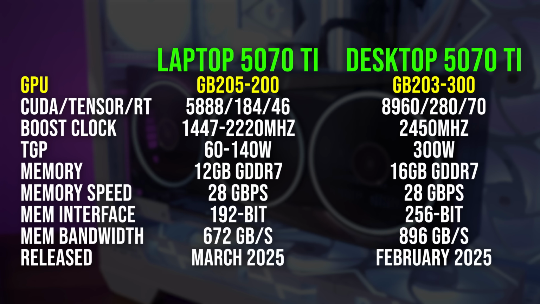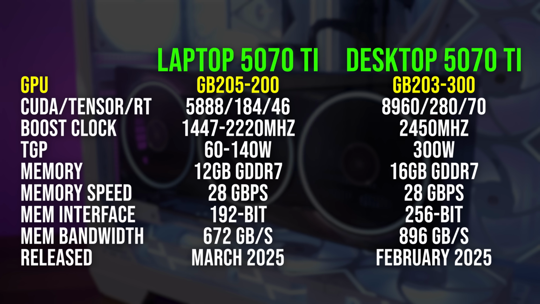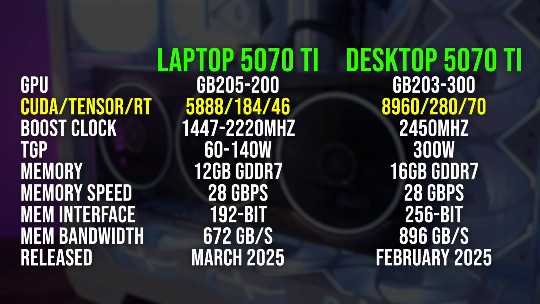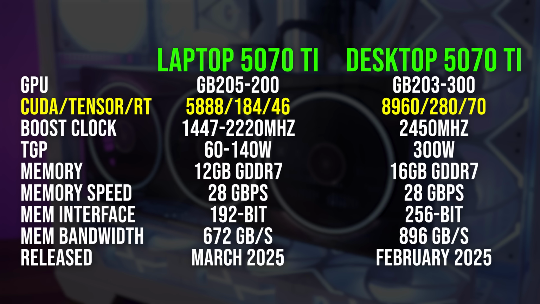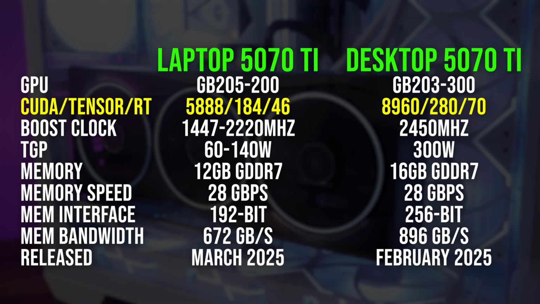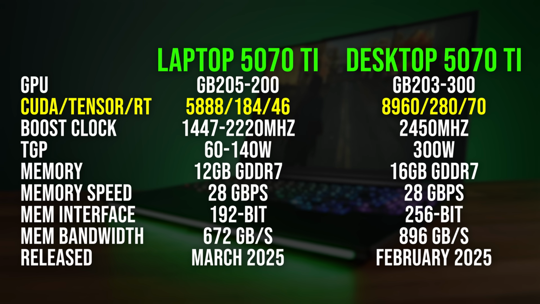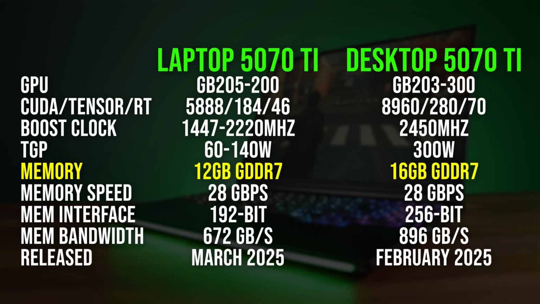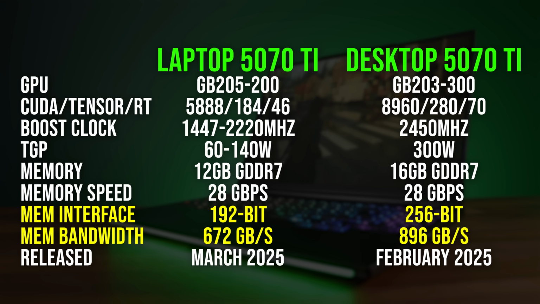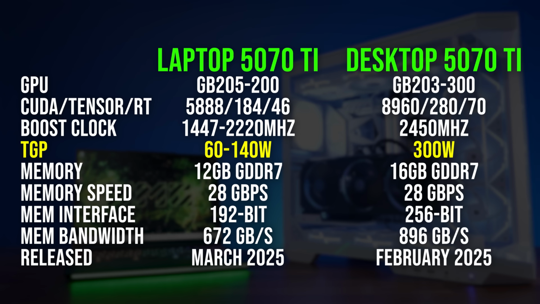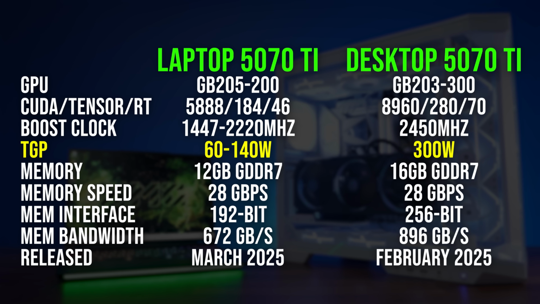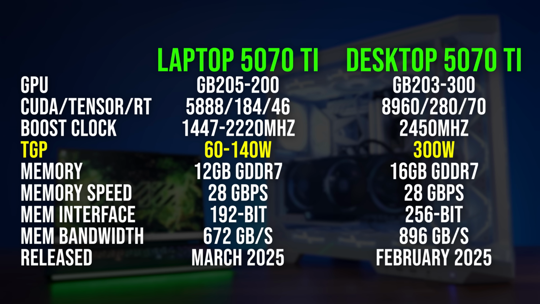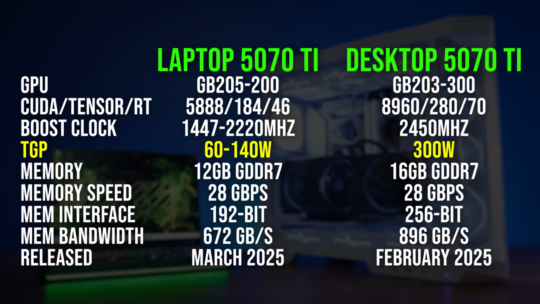For starters, the laptop version is using a smaller die that's closer to the 5070 desktop GPU, so the desktop version of the 5070 Ti ends up with 52% more CUDA, Tensor, and RT cores compared to the laptop, a massive difference for 2 parts with the same name. The desktop version has 33% more VRAM capacity, along with a bigger memory bus and more memory bandwidth. But perhaps most importantly, the desktop card can run up to 300 watts, while the laptop version maxes out at just 140 watts, so it gets less than half the amount of power.